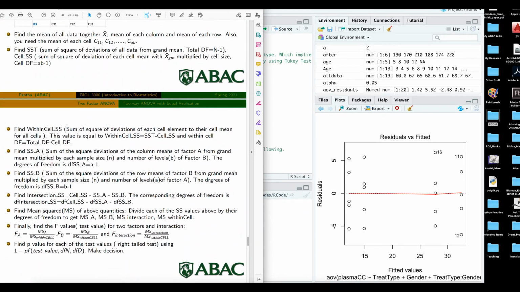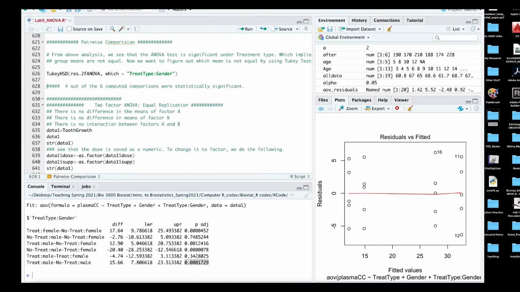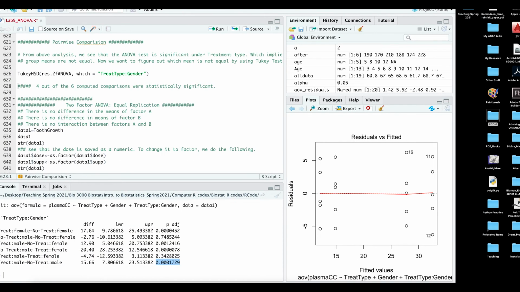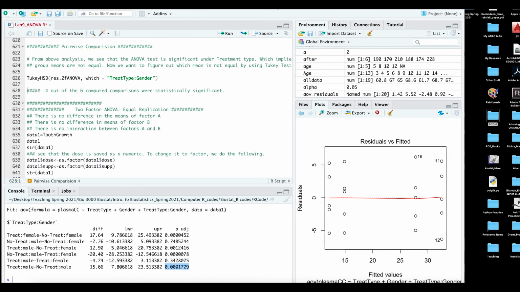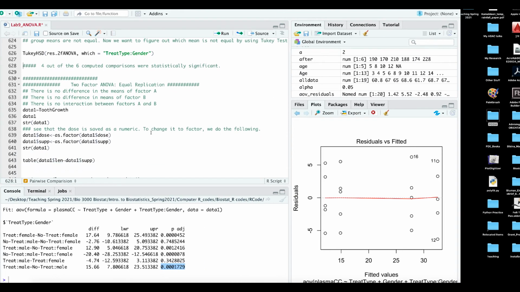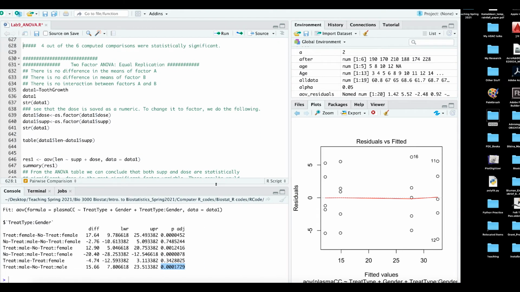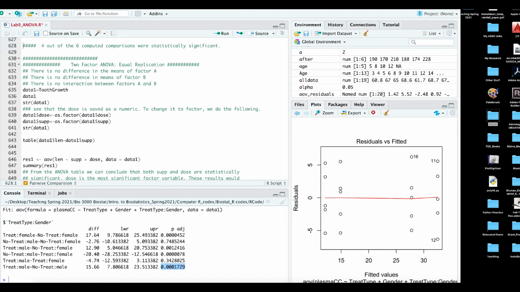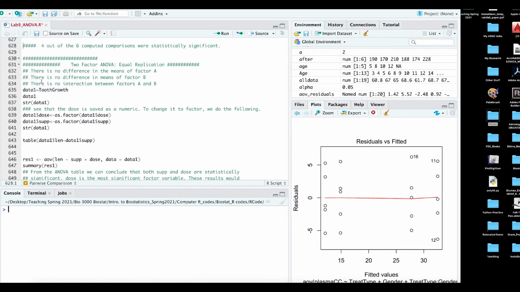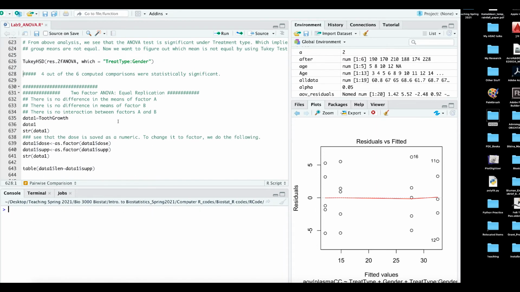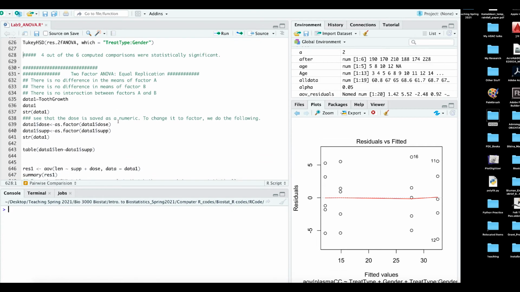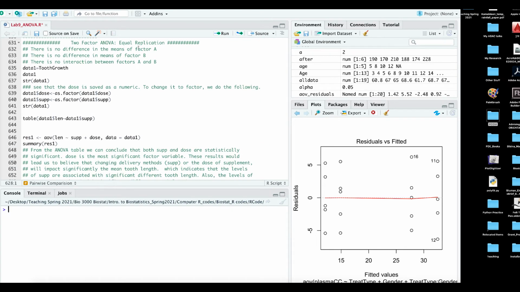Okay, so what I'm going to do now is present another example, another example for the two-way ANOVA. Let me clear everything on the console. All right. So let us do that: a two-factor ANOVA with equal replication again.